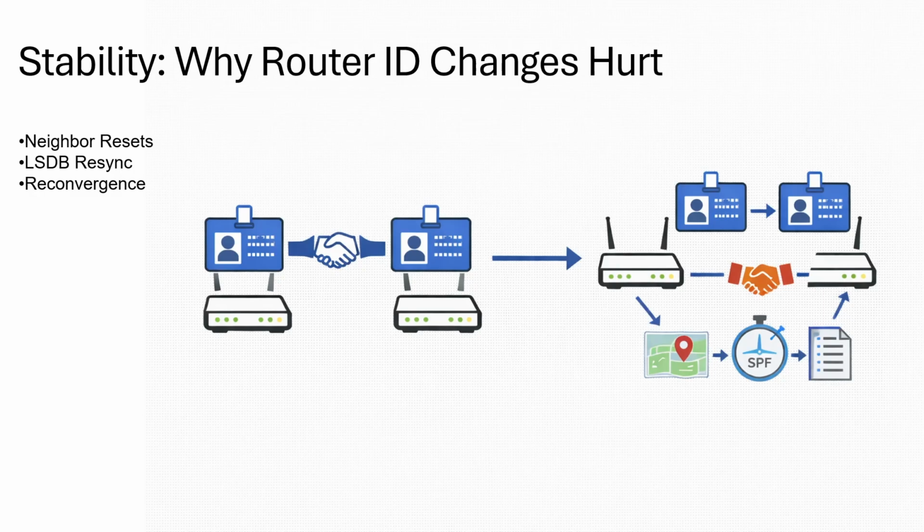Now, stability. This is why router ID matters so much in real networks. OSPF neighbors identify each other by router ID. If a router's router ID changes, other routers effectively see it as a different router. So router ID changes can trigger neighbor resets, adjacency rebuilds, LSDB resynchronization, and SPF reruns. In short, a router ID change can cause unnecessary reconvergence and instability. That's why engineers choose stable router IDs, often manually or via loopbacks.